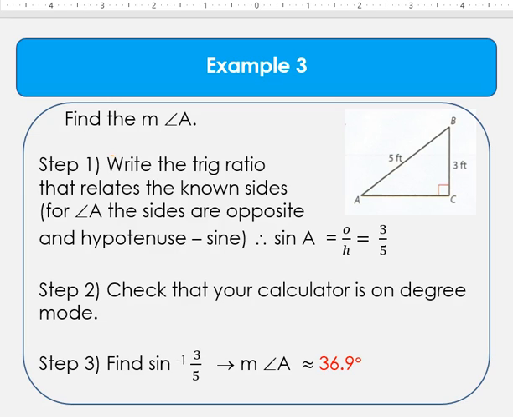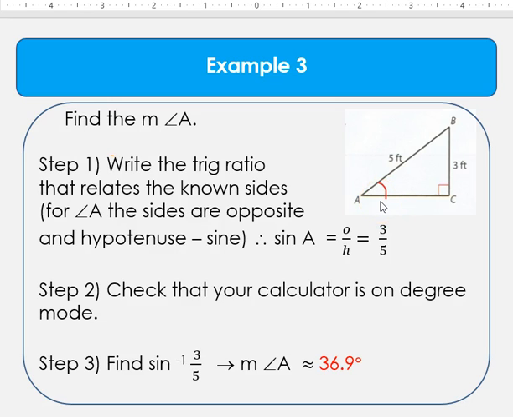So let's take a look at example 3 from the text. We have a right triangle. It has a short leg of 3 feet. It has a hypotenuse of 5 feet, and we don't know what the side length is for the long leg, which is AC. It says find the measure of angle A. So let me go ahead and draw this in, and we'll find the measure of angle A.